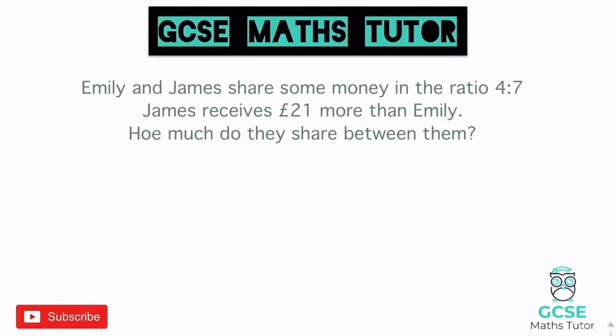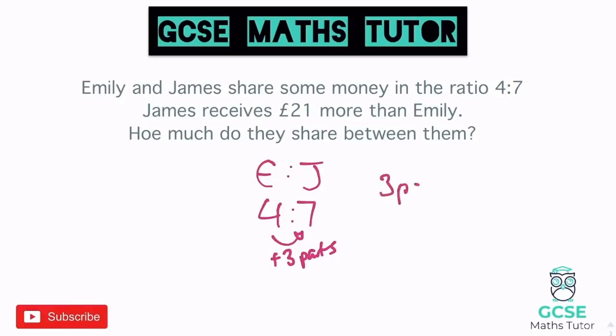So Emily and James share some money in the ratio 4 to 7. James receives £21 more than Emily. How much do they share between them? So Emily to James is in the ratio 4 to 7. Now it says that James receives £21 more, and if we look at these two numbers here, from 4 to 7 is an extra 3 parts. There you go, it's an extra 3. So that extra £21 is 3 parts.